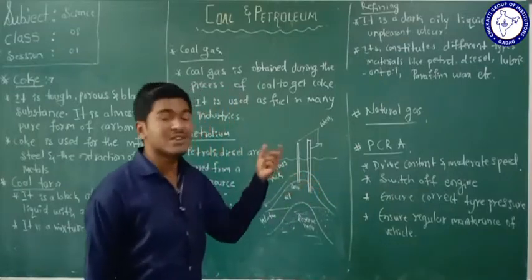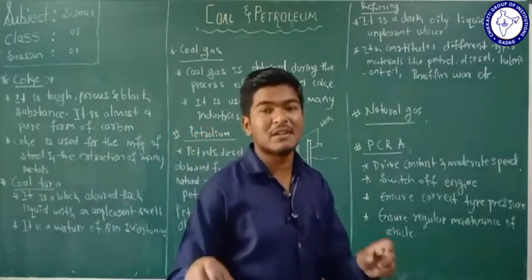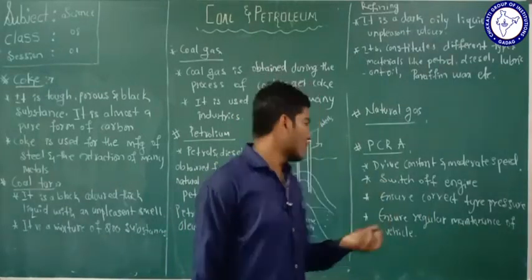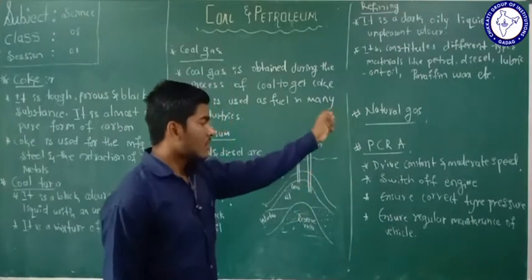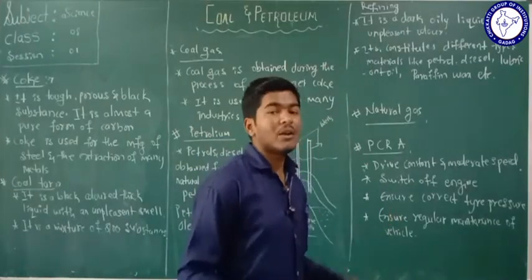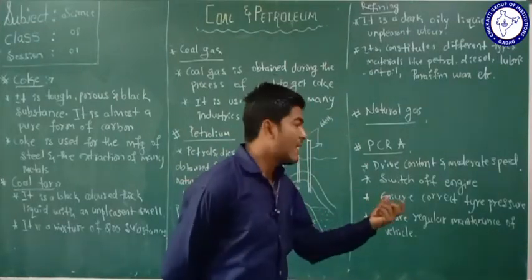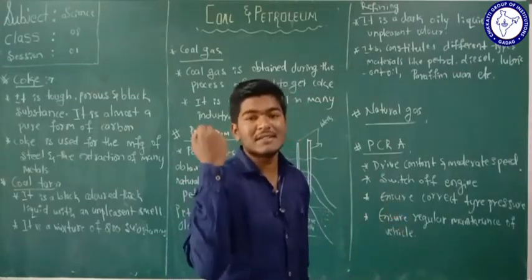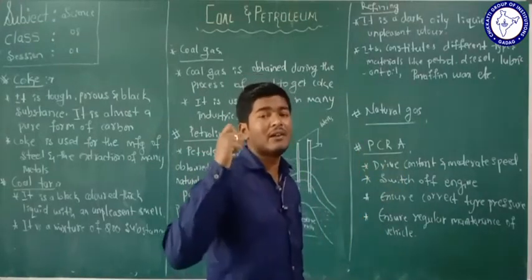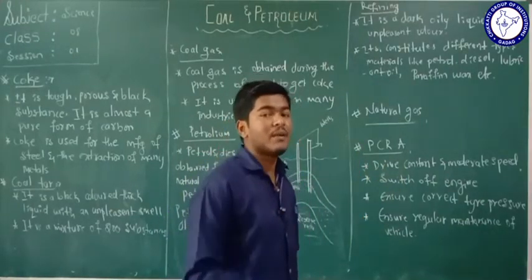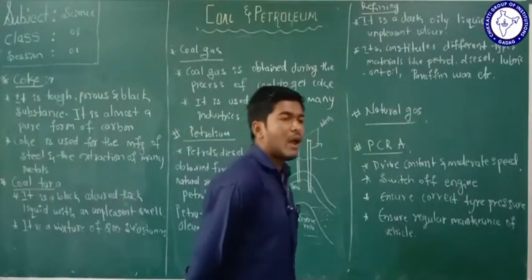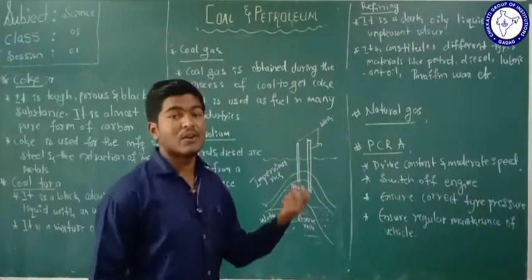Another one is to switch off the engines at traffic signals. When we are waiting at traffic signals, we have to switch off our vehicles to save petrol. And ensure the correct tire pressure. Every time we drive our vehicles, we have to check whether the tires have the correct pressure or not. If the pressure is less, then the vehicle takes a large amount of fuel to run. So we have to check the tires of our vehicles every time we drive, and also ensure regular maintenance of the vehicle. So we have to use lubricants to maintain our vehicles.